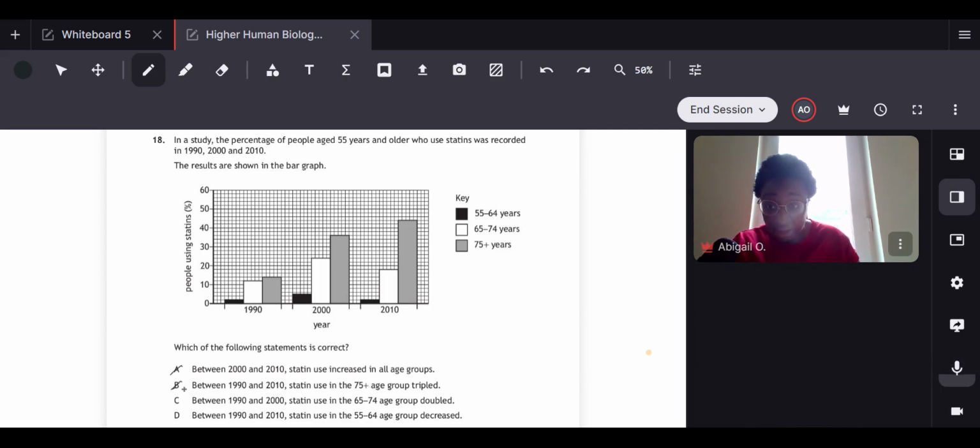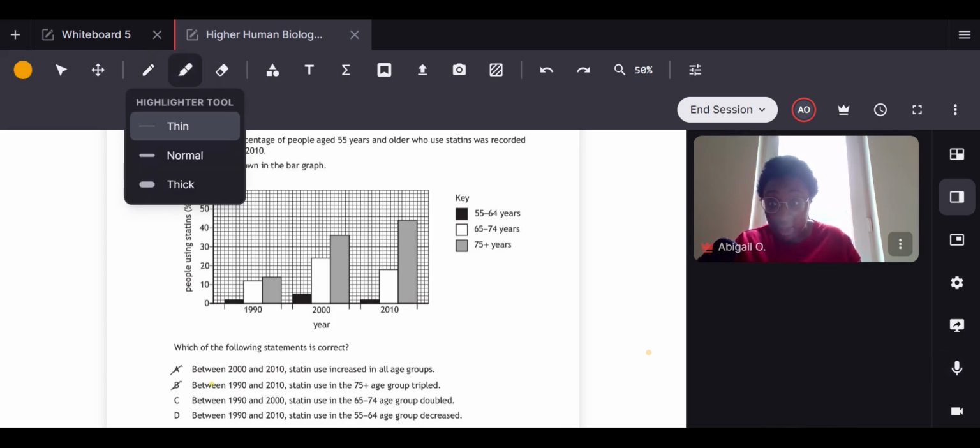So that's actually going to be an incorrect answer as well. And between 1990 and 2000, statin use in the 65 to 74 year age group doubled. So let's look at 1990 and 2000. So 1990, we're at 11 here. And in 2000, we're actually hitting at 22. So that looks like it's going to be true.